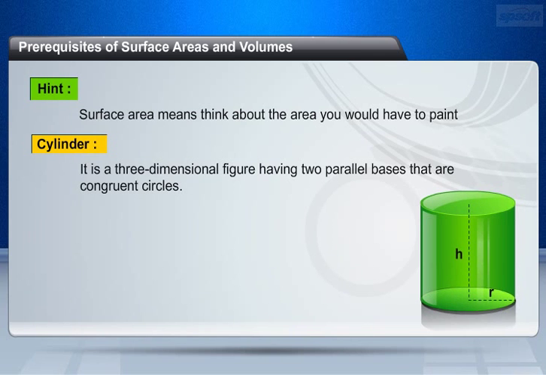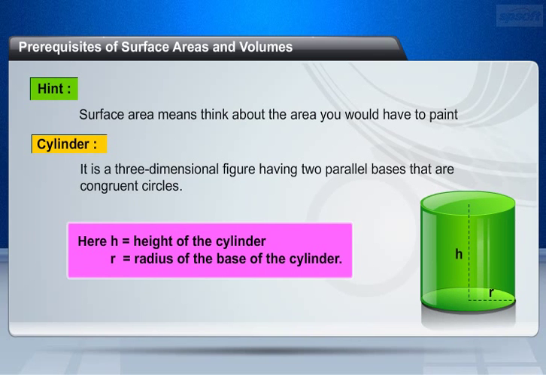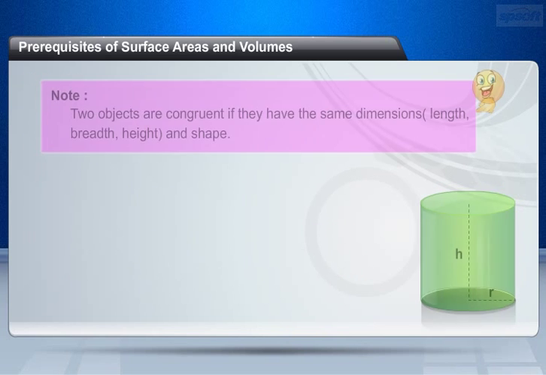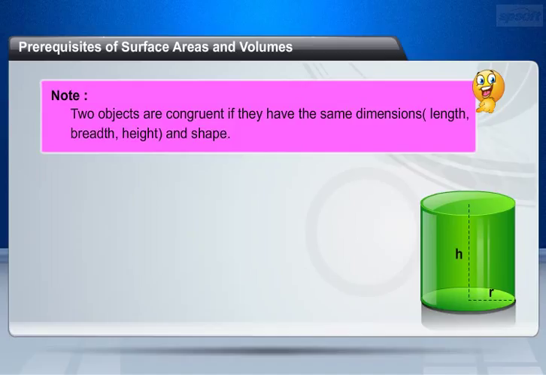Cylinder. It is a three-dimensional figure, having two parallel bases that are congruent circles. Note, two objects are congruent if they have the same dimensions, that is, length, breadth, height, and shape. The figure represents a cylinder, where h is the height of the cylinder, and r is the radius of the base of the cylinder.